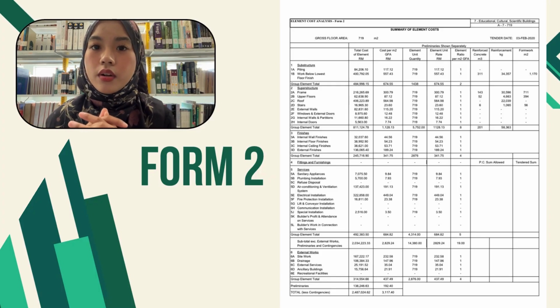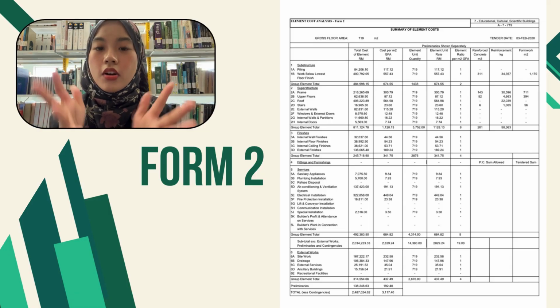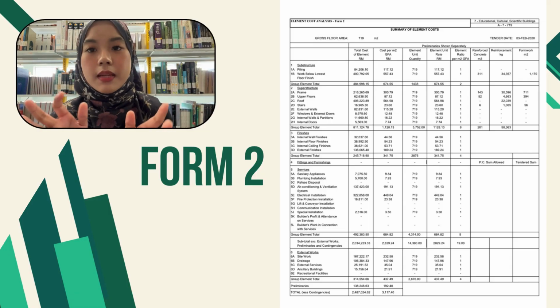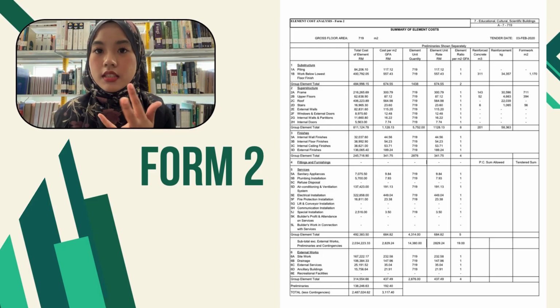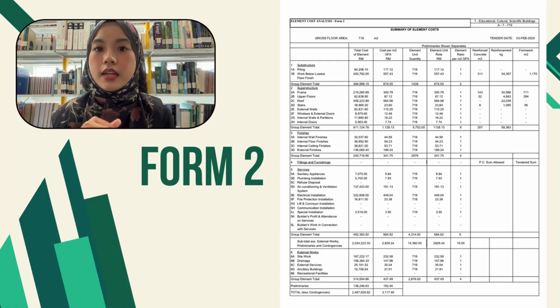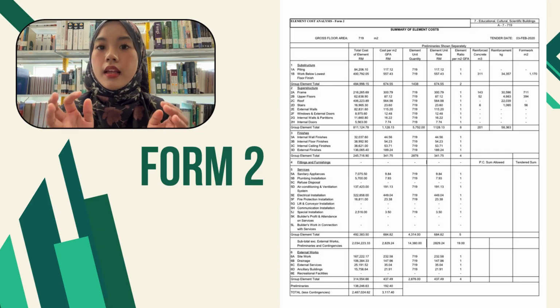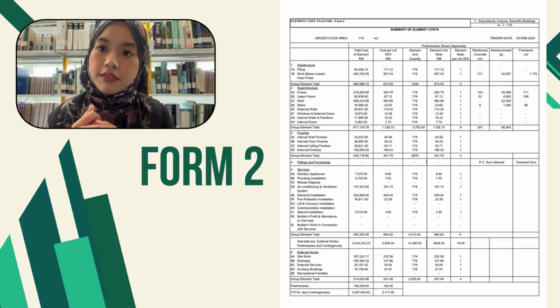Instead of showing the cost by trades like concrete or brickwork, it groups the cost based on function or building elements, for example piling, walls, finishes, electrical system, and external works. This makes it easier to understand where the money is being spent, to compare the cost between different projects, and to evaluate the design efficiency.